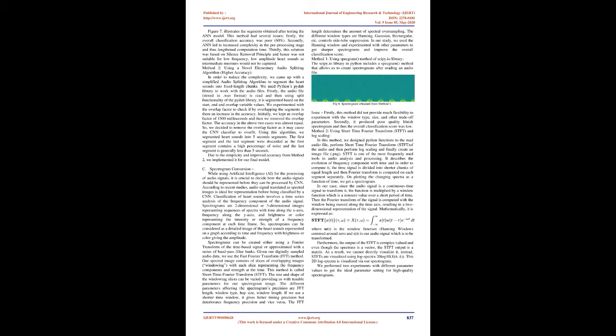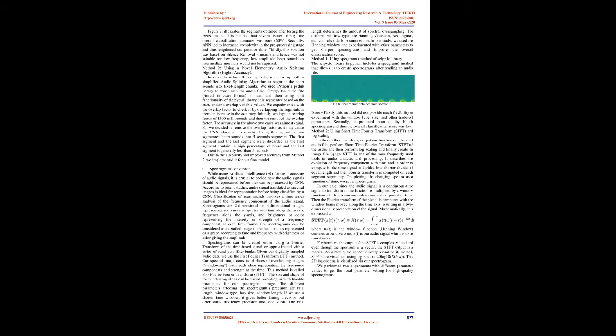C. Spectrogram conversion. While using artificial intelligence, AI, for the processing of audio signals, it is crucial to decide how the audio signals should be represented before they can be processed by a CNN. According to recent studies, audio signals translated as spectral images are ideal for representation before being classified by a CNN.